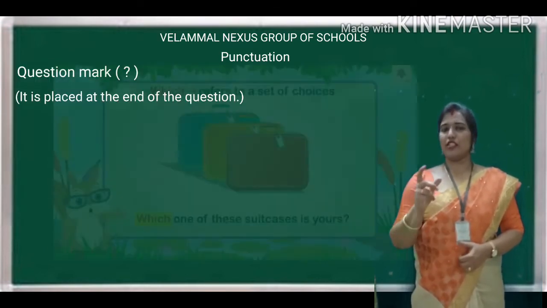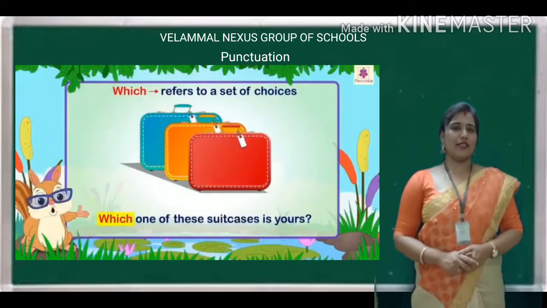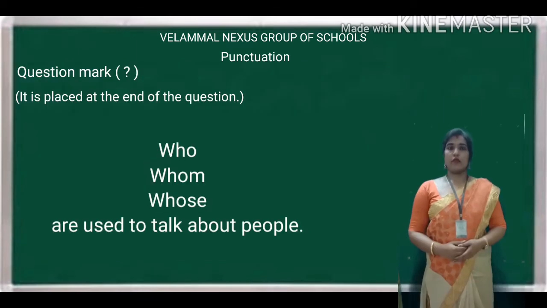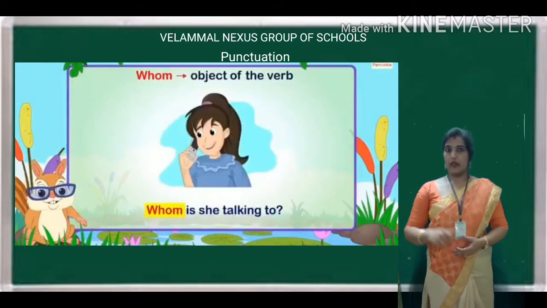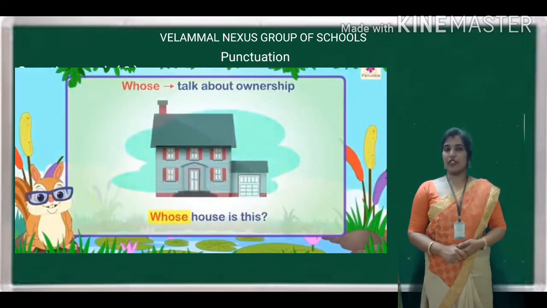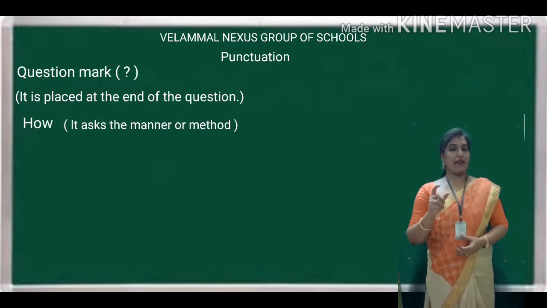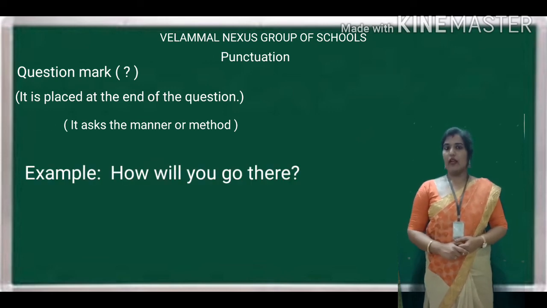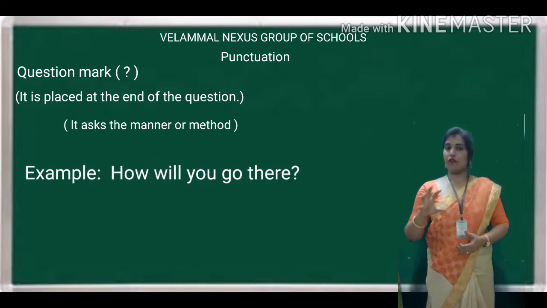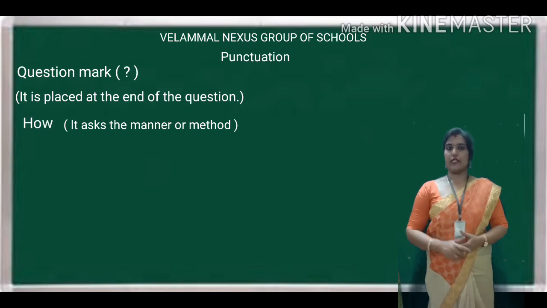Okay, so which refers to choices. Which one of these suitcases is yours? Who, whom, whose are used to talk about people. Who is he? Whom is she talking to? Whose house is this? Okay, children. Next one, how. How asks about the manner or method. How will you go there? Okay. So these are all the question words.